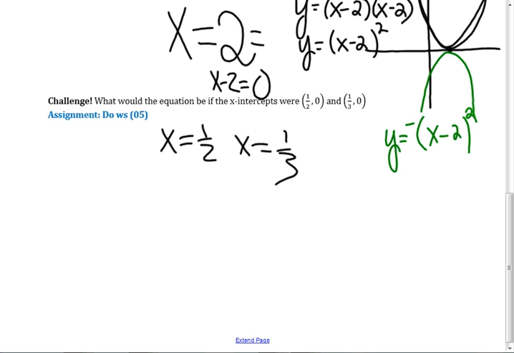Now, I don't want to subtract a half. I don't want fractions. So you know what I'm going to do? Don't like decimals either. I'm going to multiply by 2. Good job. So what do I get? If I multiply by 2, I get what? 2x equals 1. Now subtract 1 from both sides.